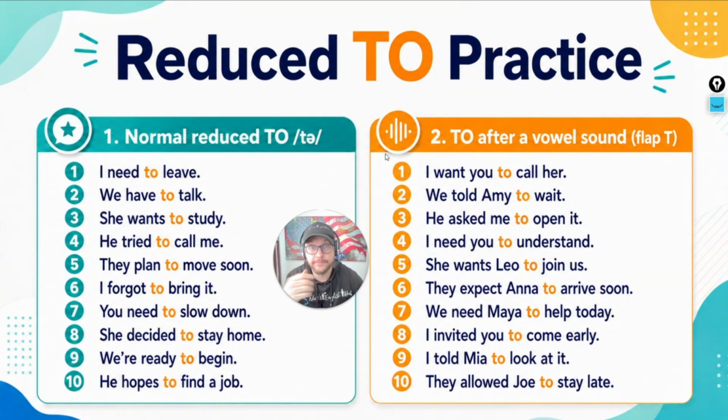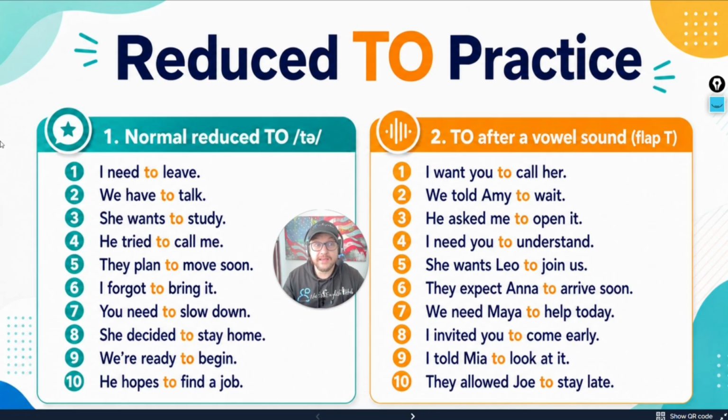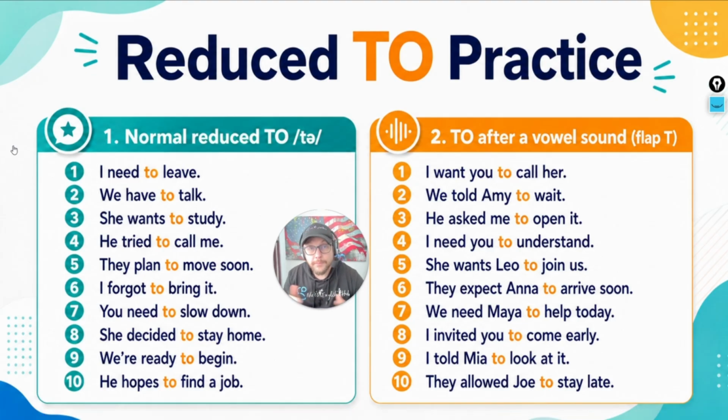For example, number one, I need to leave. I need to leave. Number two, we have to talk. We have to talk. Number three, she wants to study. She wants to study. Number four, he tried to call me. He tried to call me. Number five, they plan to move soon. They plan to move soon. Number six, I forgot to bring it. I forgot to bring it.